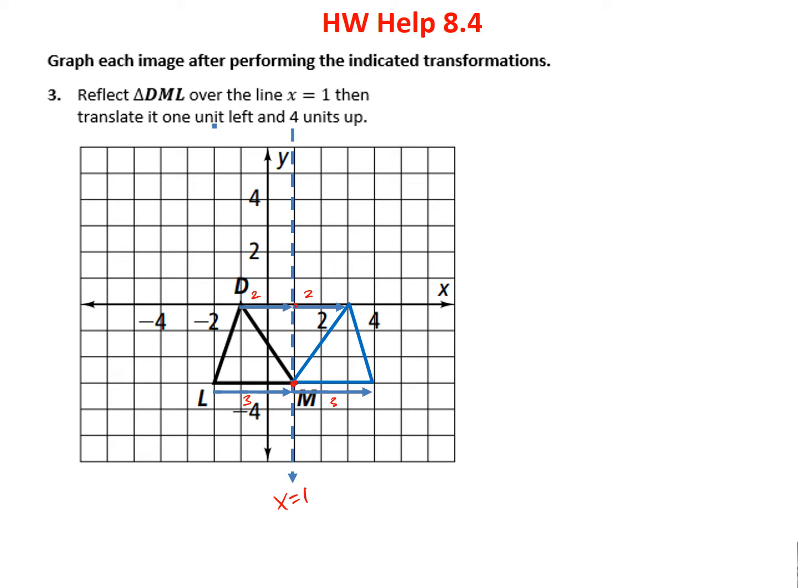Now the next part says to translate it 1 left and 4 up. So take a point, go over 1 and up 4. Next one, go over 1, up 4. And then the last point, over 1, up 4. And there's where our new triangle is. And that's the problem.